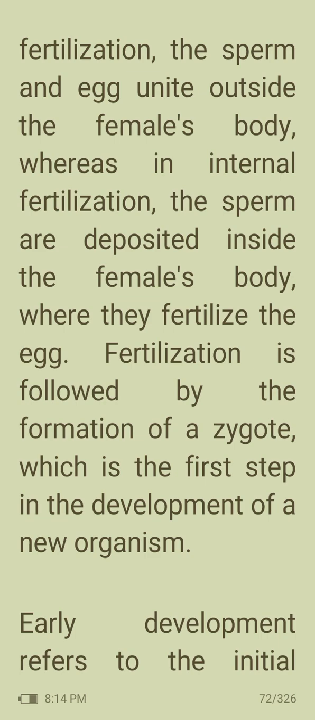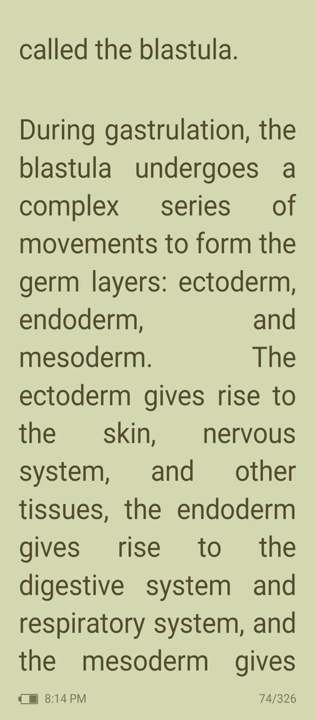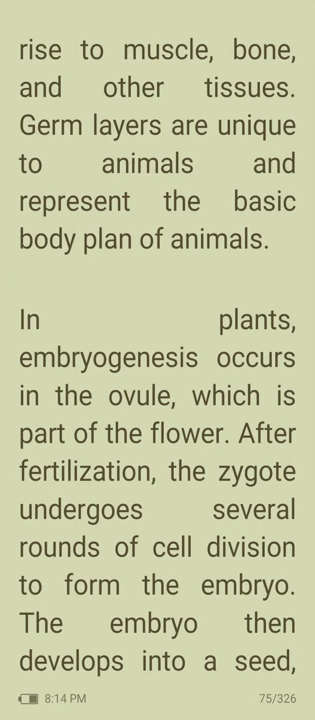organism. Early development refers to the initial stages of embryonic development, which include gastrulation. During gastrulation, the blastula undergoes a complex series of movements to form the germ layers: ectoderm, endoderm, and mesoderm. The ectoderm gives rise to the skin, nervous system, and other tissues, the endoderm gives rise to the digestive system and respiratory system, and the mesoderm gives rise to muscle, bone, and other tissues. Germ layers are unique to animals and represent the basic body plan of animals.